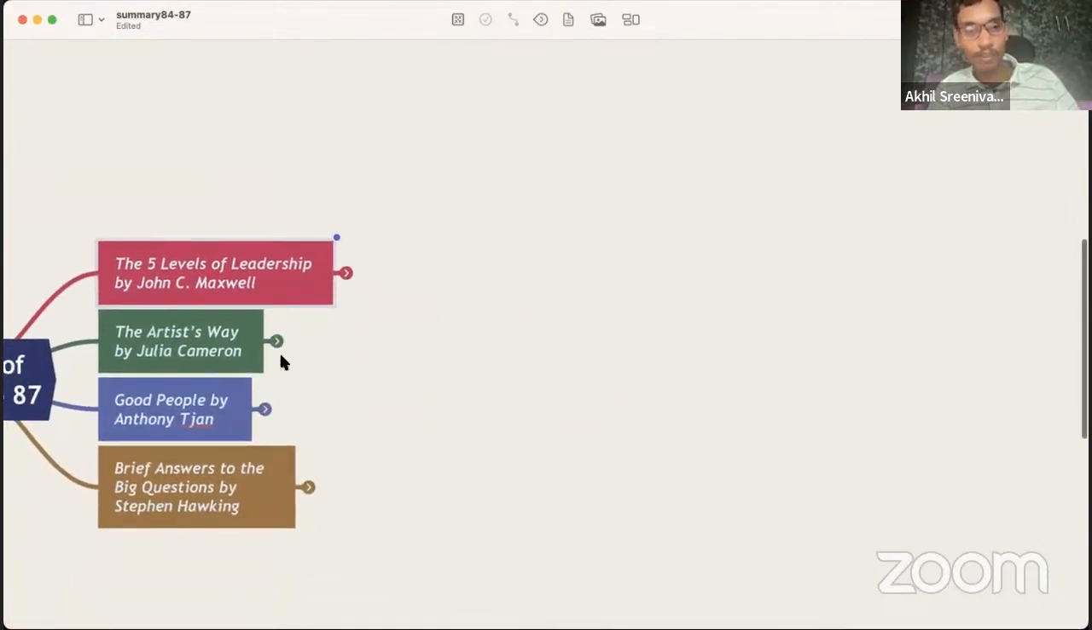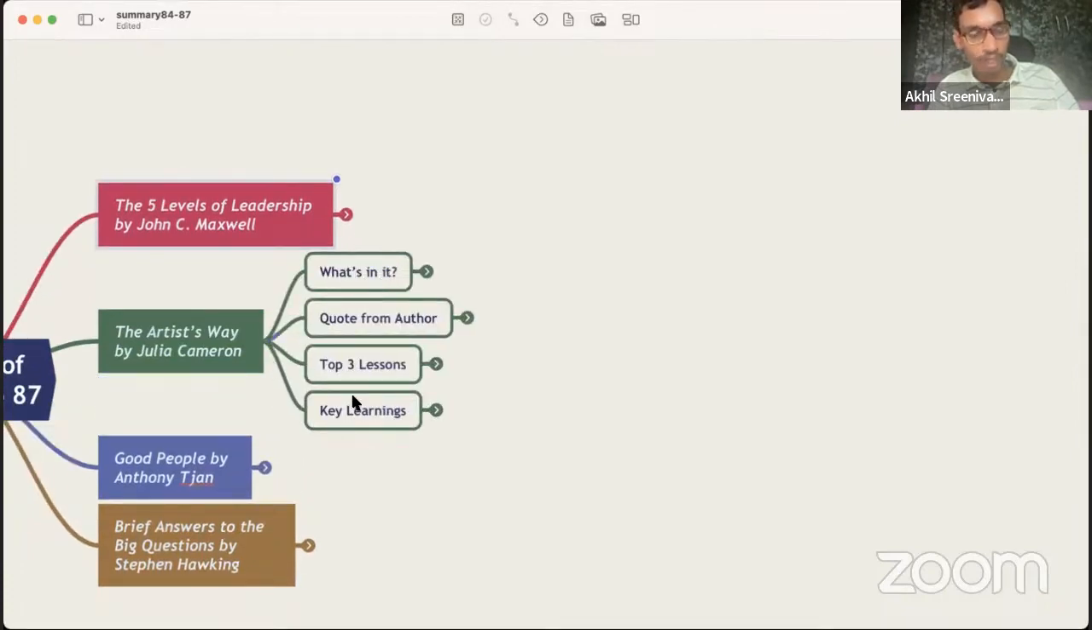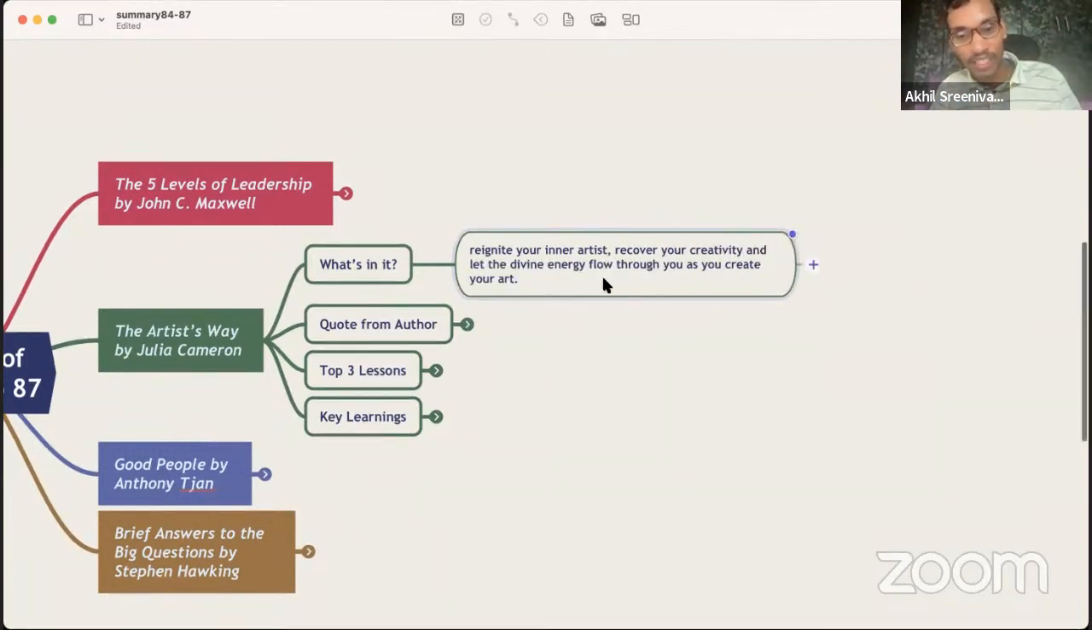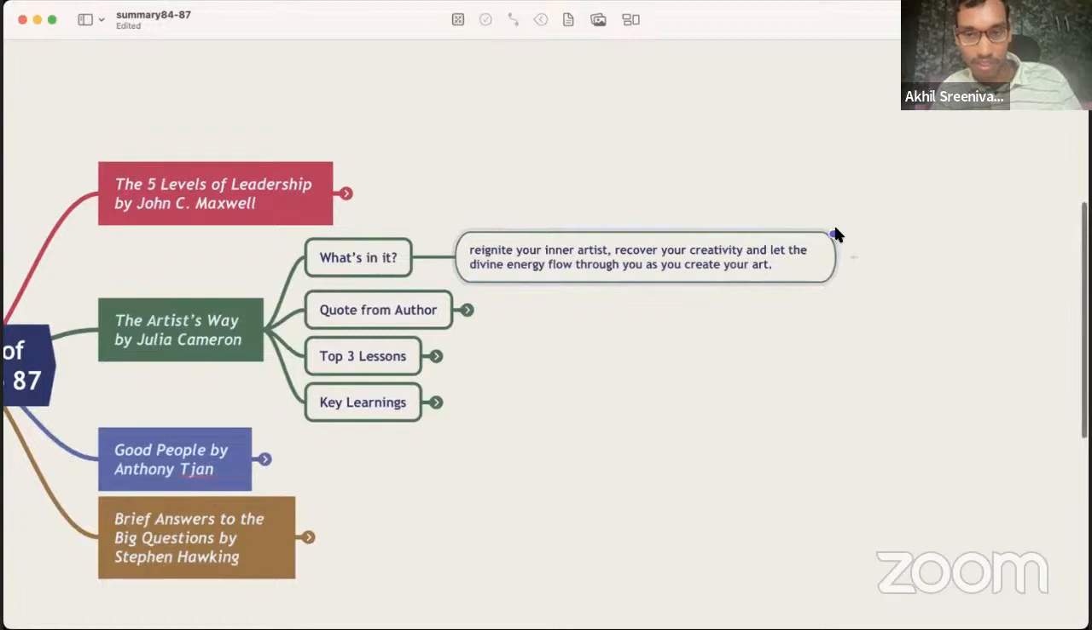Let us move on to the second book summary, The Artist's Way. In this book summary also, we are going to see what's in it, a quote from the author, top 3 lessons and key lessons. What does it contain? Reignite your inner artist. Everyone has their own inner artist. Reignite your inner artist, recover your creativity, and let the divine energy flow through you as you create your art. You have your own creativity in yourself. To recover or reignite that, read the book, The Artist's Way.